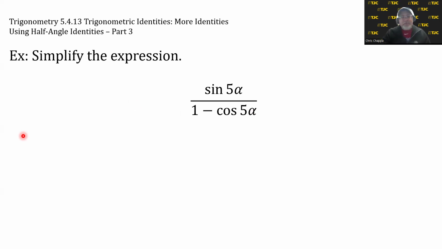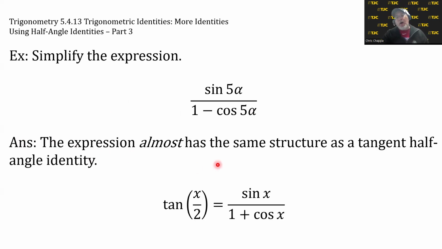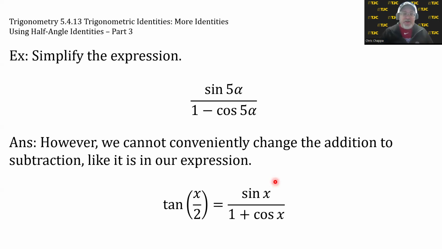Maybe, maybe not. The expression almost has the same structure as the tangent half-angle identity. Specifically, tangent of x over 2 equals sine of x over 1 plus cosine of x. But it's not the same structure. You see the difference, right? It's not the x and the 5 alpha. That's interchangeable. It's the signs, the minus versus the plus. We cannot conveniently change the addition in our identity to the subtraction in our expression.